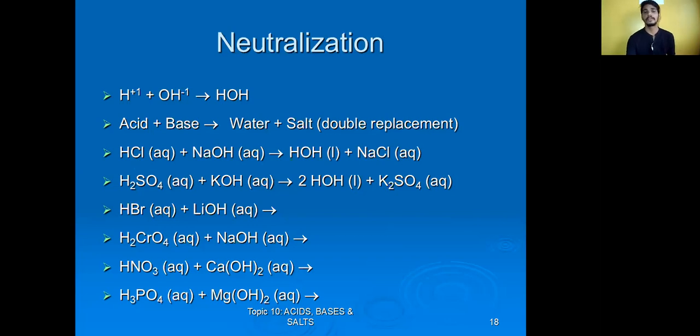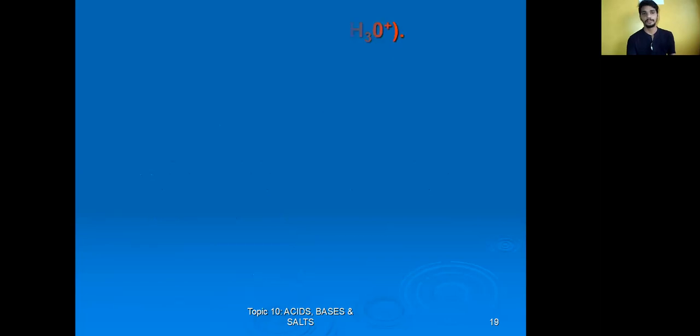MgPO4. Okay, so this is the answer for that question. Now let's talk about the formation of the hydronium ion.